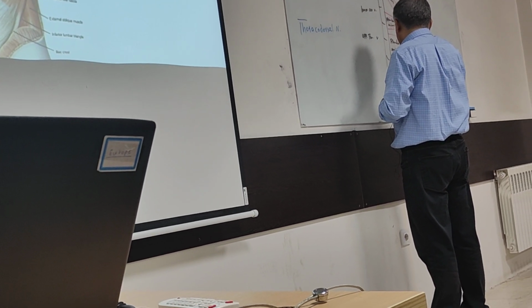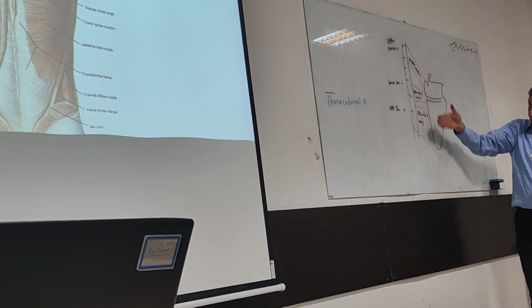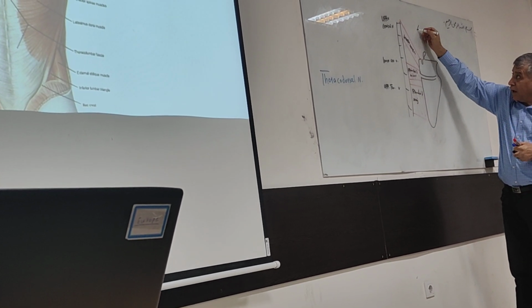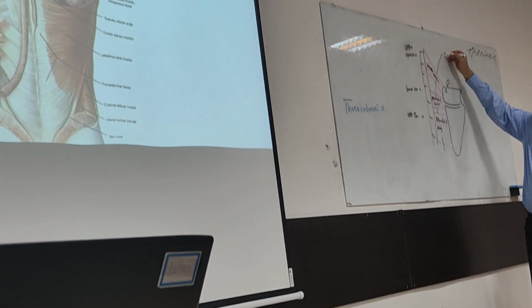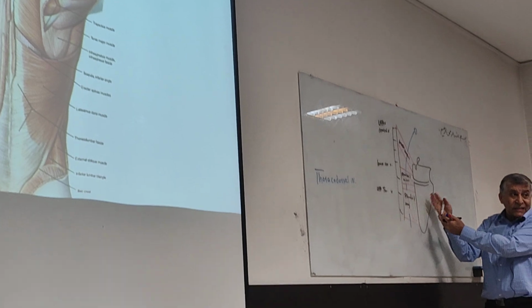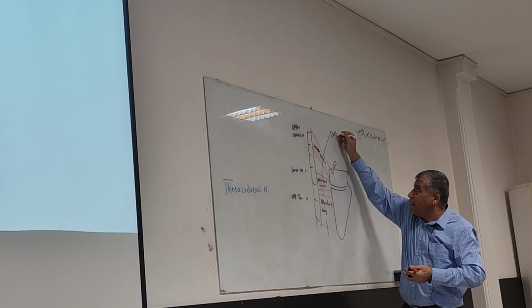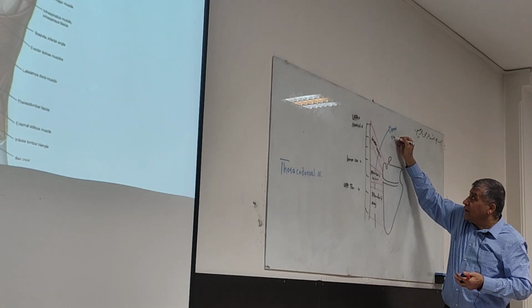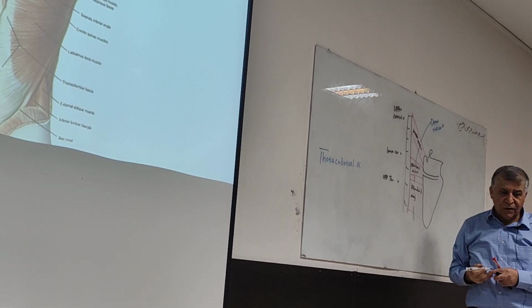Okay? All of them are innervated by this nerve. This nerve is dorsal because you can see the dorsal surface of the scapula. Dorsal scapular nerve.